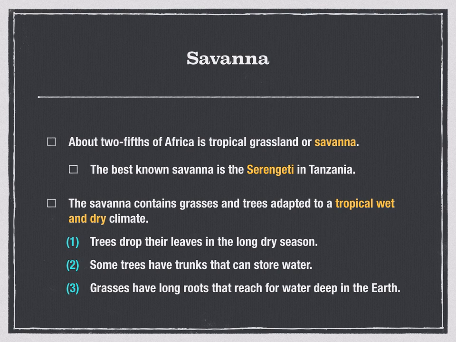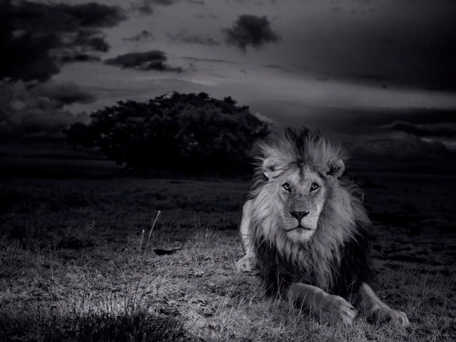The savanna contains grasses and trees that have adapted to this tropical wet and dry climate. For instance, the trees may drop their leaves in a long dry season, or some trees have trunks that can store water, while some of the grasses have really long roots that reach for water deep in the earth. Here you have a resident of the Serengeti looking for his next meal.